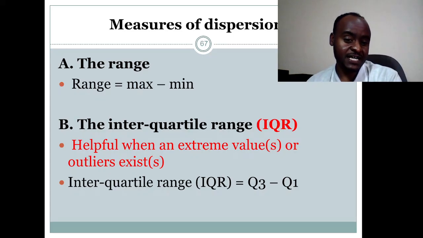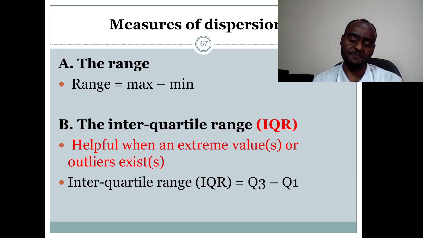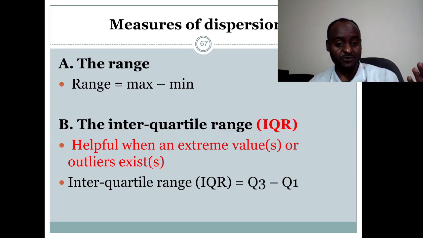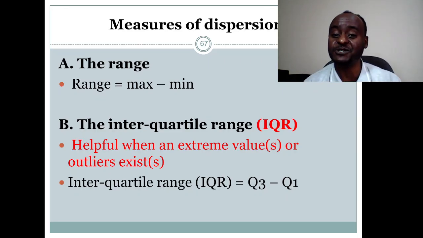The other one is interquartile range. It is helpful when an extreme value or outlier exists. If there is an outlier in your data sets, the range is not a good indicator. Therefore, in that context, you better use the interquartile range.